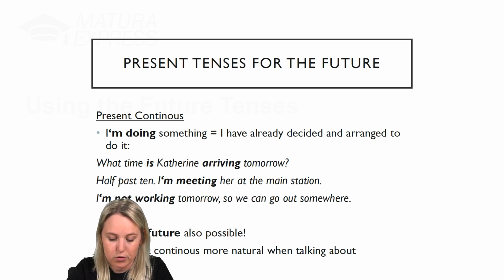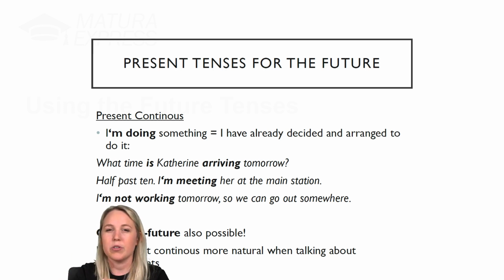Now let's move on to present tenses for the future. So we have the present continuous and the present simple. I won't really talk about how to form them, because I think it's pretty straightforward. But if you need more information on it, there is a stream about using the present tenses, and there we talked in great detail about the present tenses. Good. So we have the present continuous.